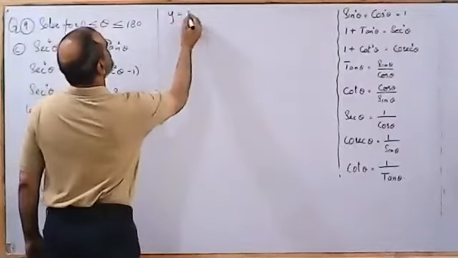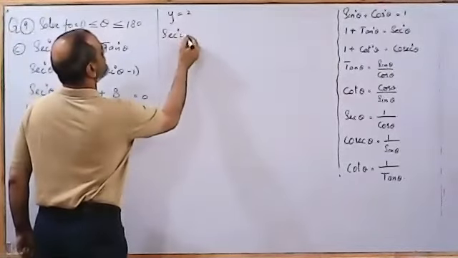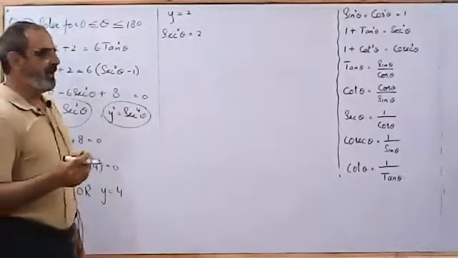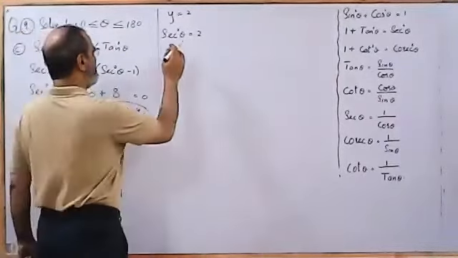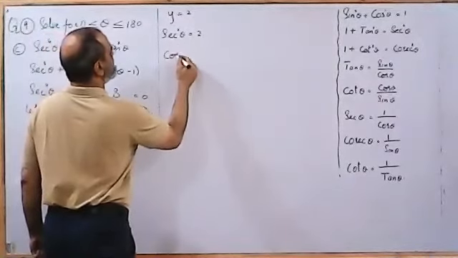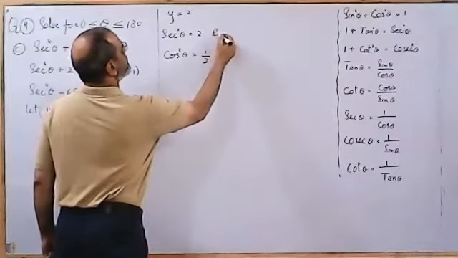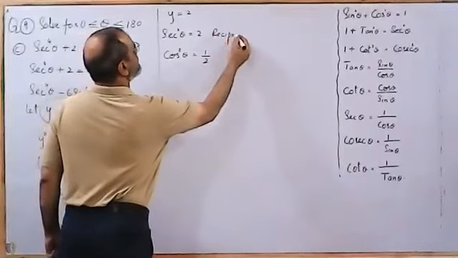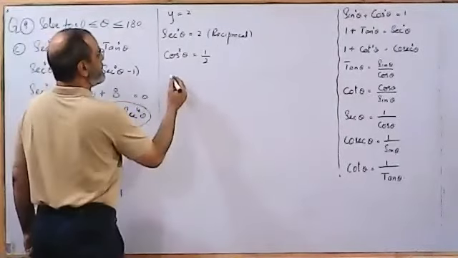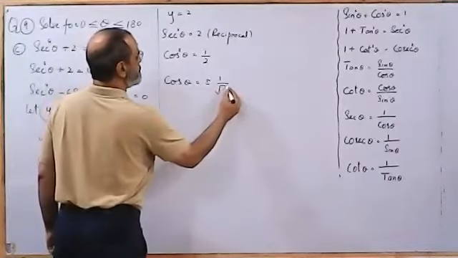Y is equal to 2. Replace y with secant square theta: secant square theta is equal to 2. I have to change secant into sine or cos. So if I take the reciprocal, I'll get cos square theta is equal to 1 over 2. I'm taking the reciprocal. Removing the square, taking the square root, we get cos theta is equal to plus minus 1 by root 2.